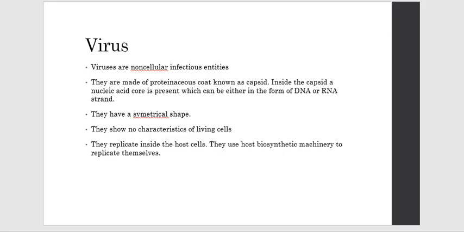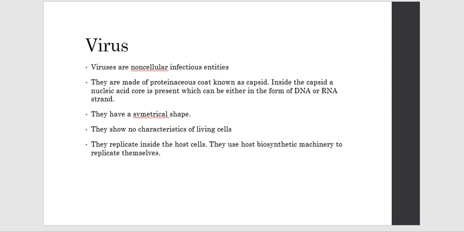This is the last slide of this lecture, in which we will discuss viruses. Viruses are non-cellular infectious entities, and they are made up of a proteinaceous coat known as a capsid. Inside the capsid, a nucleic acid core is present, which can be in the form of a DNA or RNA strand. They have a symmetrical shape.